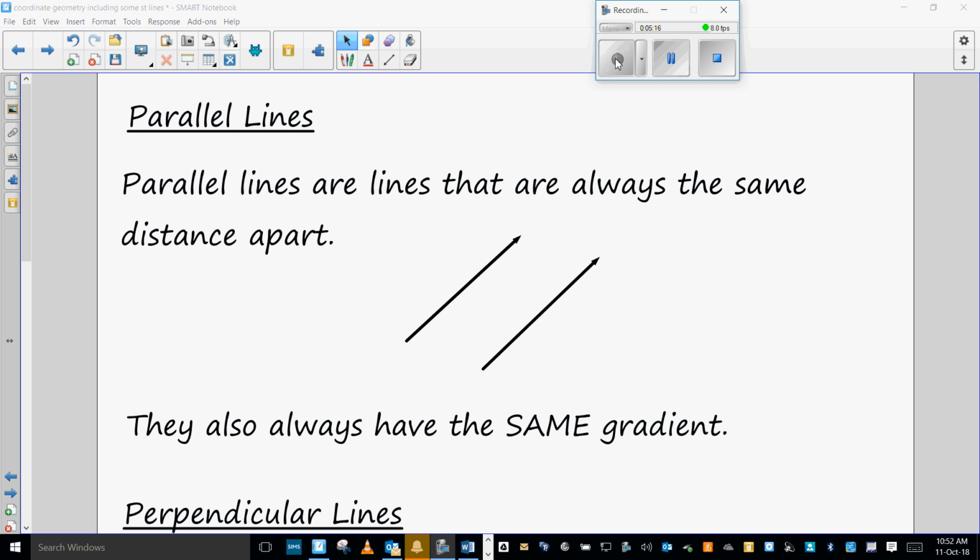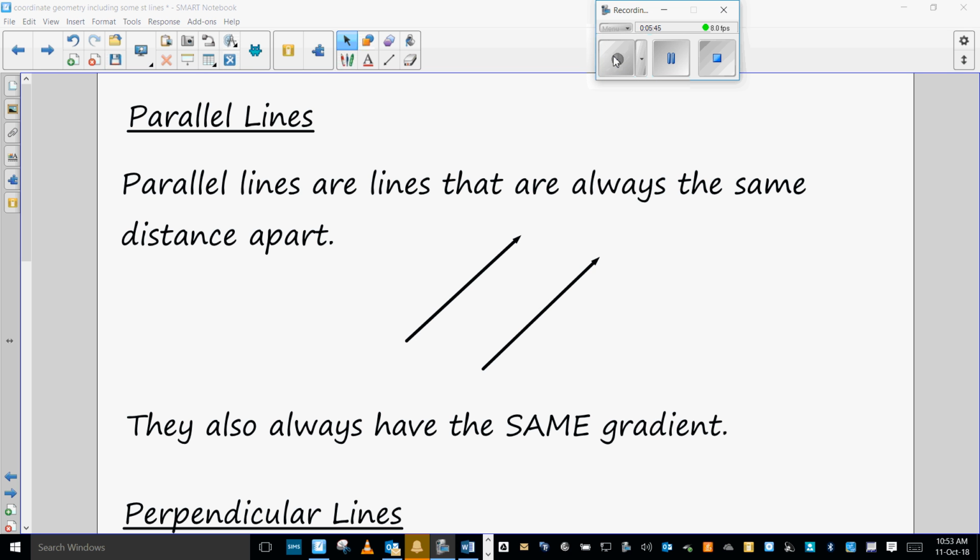Alright, okay, so parallel lines. Parallel lines are lines that are always the same distance apart. Okay? Now, we do not say that parallel lines are lines that never touch. That is not the definition of them. Parallel lines are lines that always are the same distance apart. So please try and get out of your head that they don't meet. They won't meet. However, the definition of them.